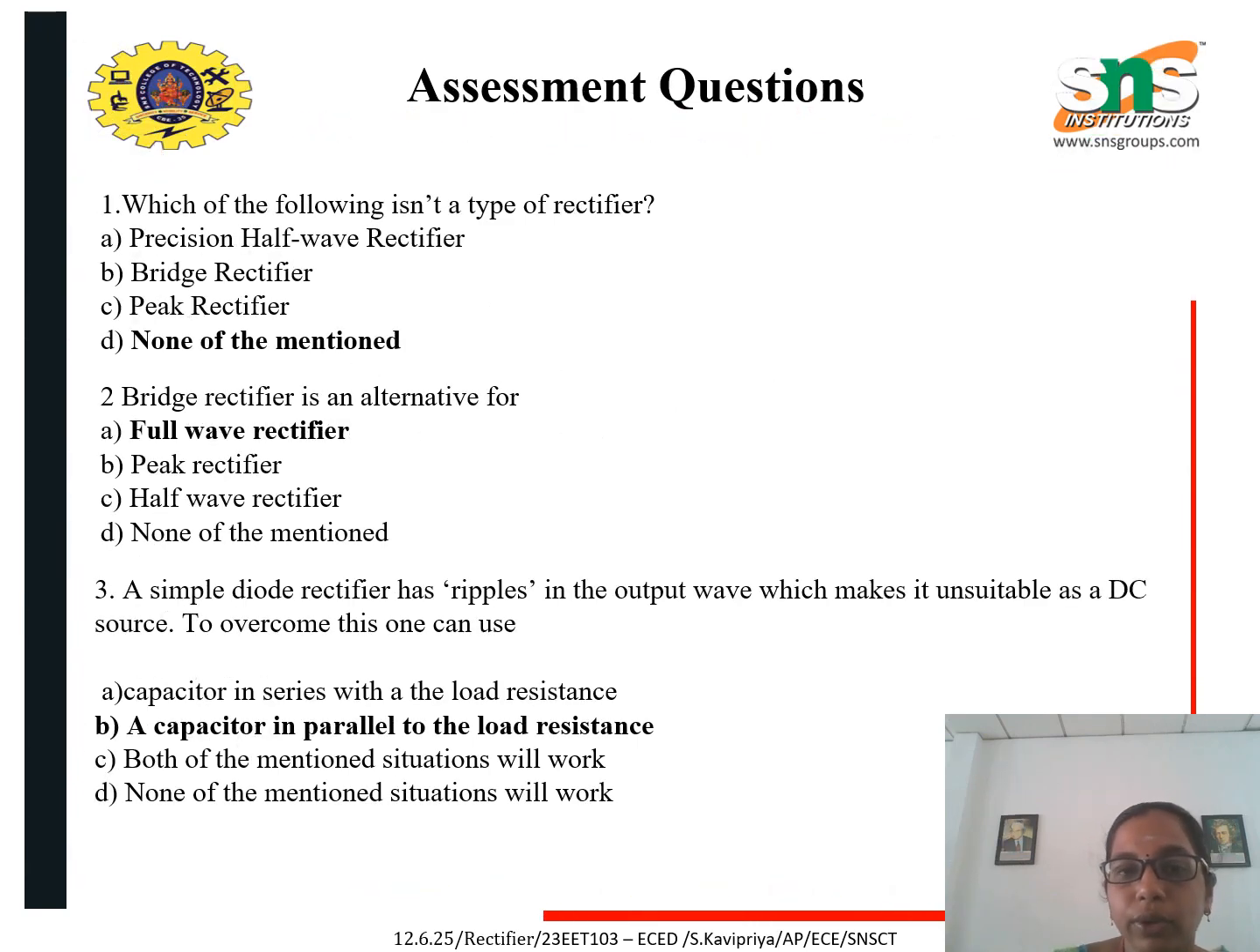And this is an assessment question. Which of the following is not a type of rectifier? Precision half wave, bridge rectifier, peak rectifier. All are types of rectifier. The bridge rectifier is an alternative to the full wave rectifier.